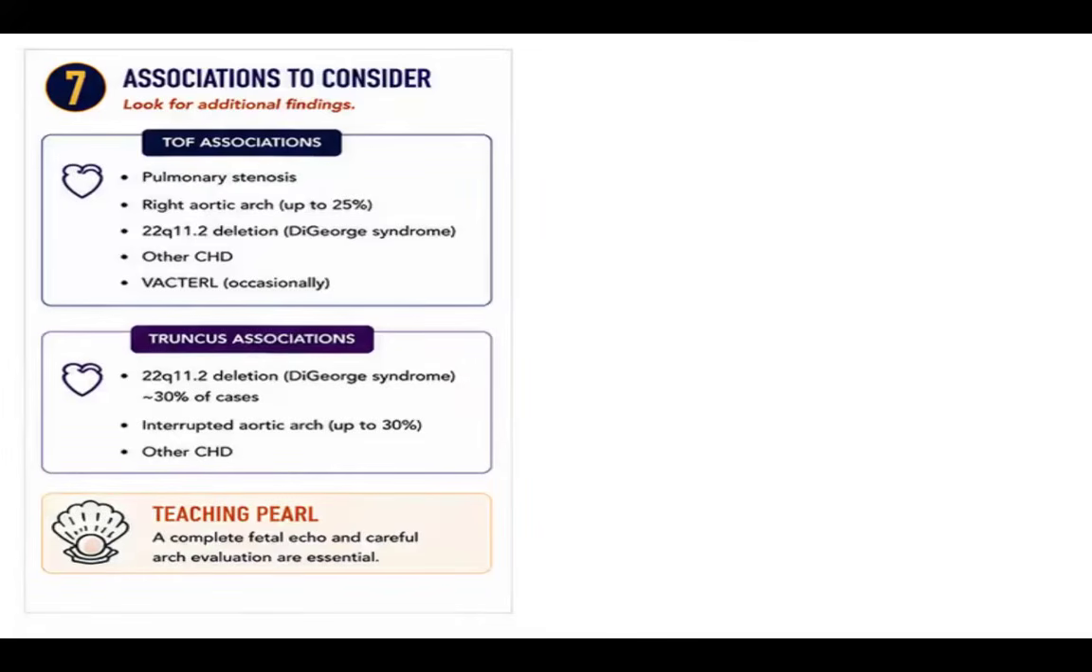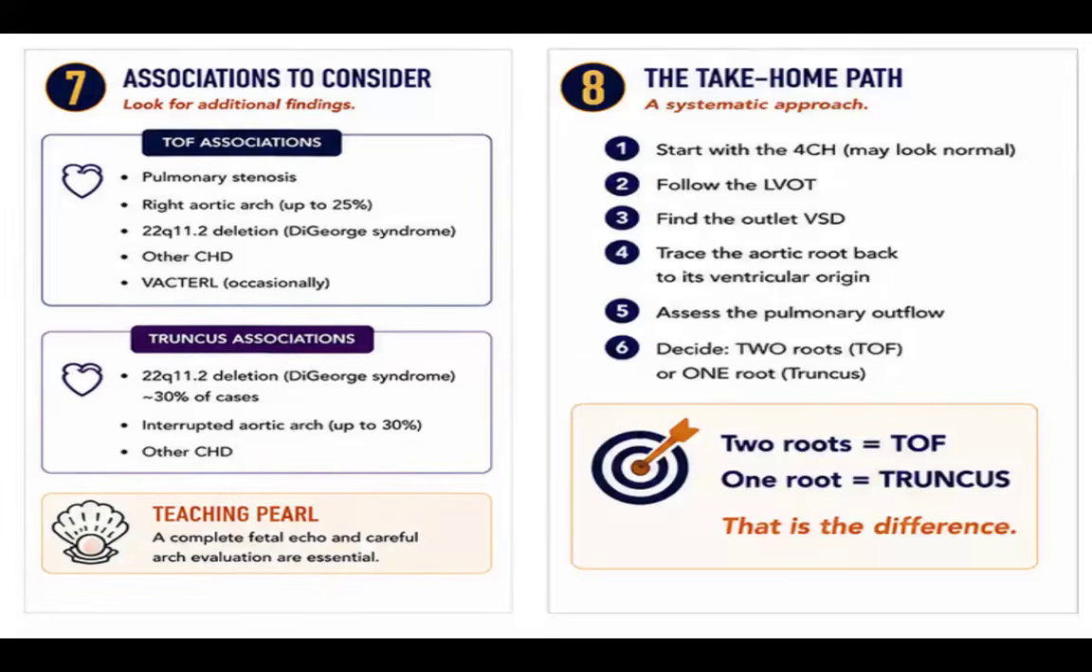All right. Now, some associations to consider. They vary with the different ones that are present. With tetralogy, we know pulmonary stenosis is associated, right aortic arch. Remember that 22q deletion could be associated, other defects, as well as VACTERL that's occasionally seen with tetralogy. And then with truncus, same though, same has the George association as well as interrupted aortic arch. Okay, but what really stands out, and I feel what stands out is that common trunk of vessel with the truncus that is seen versus tetralogy.